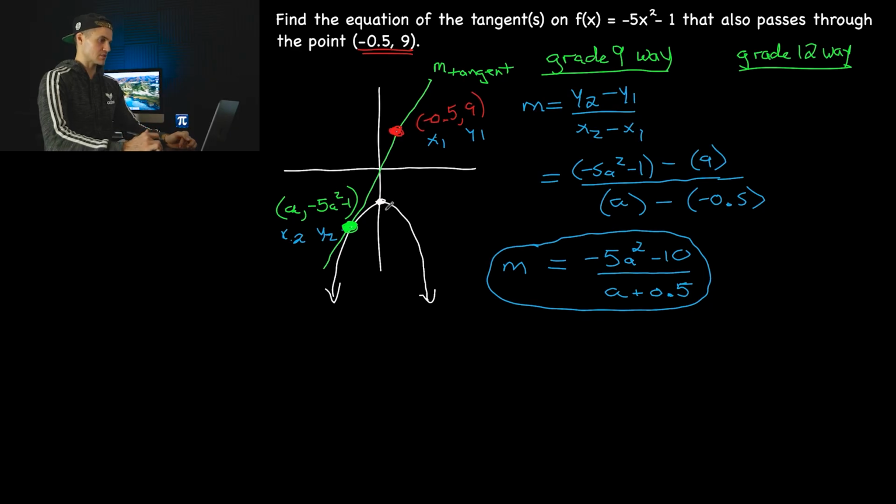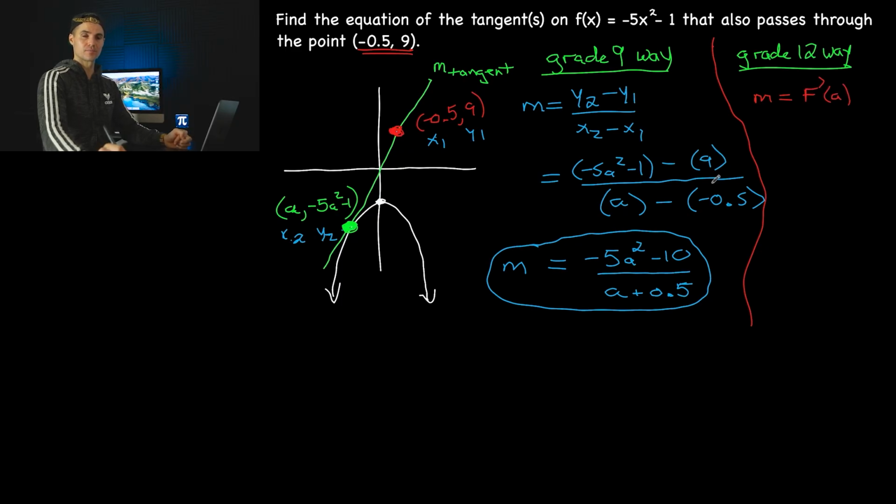Okay, now the question is, how can we get another expression in this quote-unquote grade 12 way? Well, we know that the slope of the tangent at any x value a of any function is just going to be f prime of a, right? So on any function, plugging in an x value of a into the derivative will give us the slope of the tangent at that specific a value. Well, we know that this tangent here on this function is happening at this x value of a.